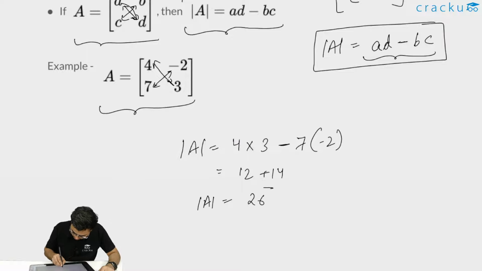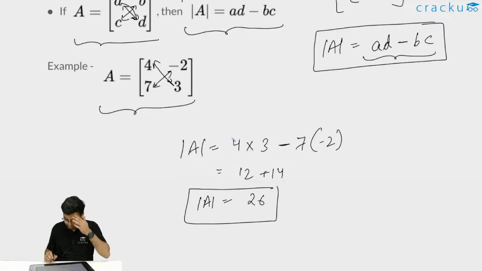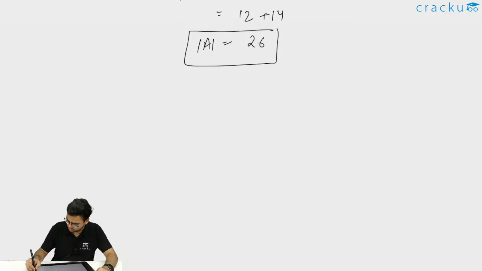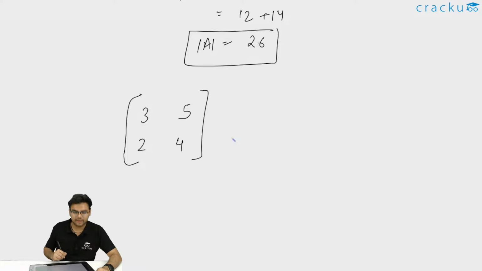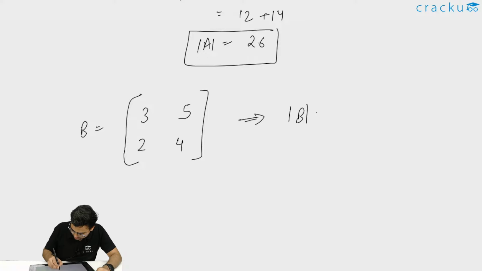So determinant of A is 26. Let's take one more example of a 2 cross 2 matrix. Let's say it is 3, 5, 2 and 4. How to calculate that? Let's say this is a B matrix. Then determinant of B, how to calculate it?